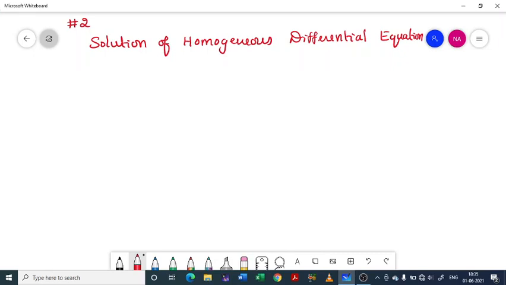In the previous class I explained what we mean by the complementary function and how to determine it, given a linear differential equation, whether it is homogeneous or non-homogeneous. Finding the complementary function is mandatory, and if the given equation is homogeneous, then the complementary function itself will be the general solution.